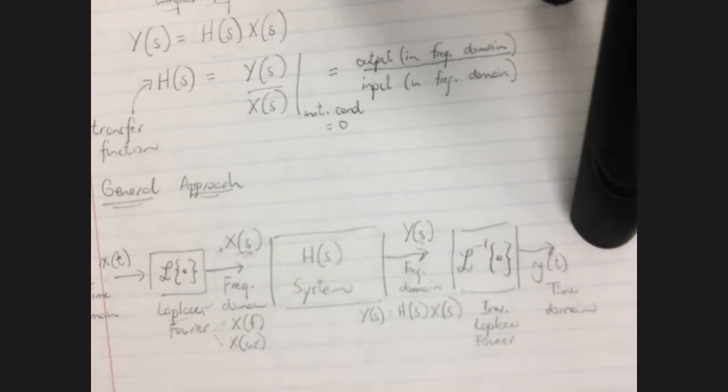All right, so this is a nice approach. It balances the fact that x of t and y of t are usually given to us in time and are easier to understand in time, but all the processing is going to be easier in frequency. And so this nice little approach is going to be pretty useful for us.